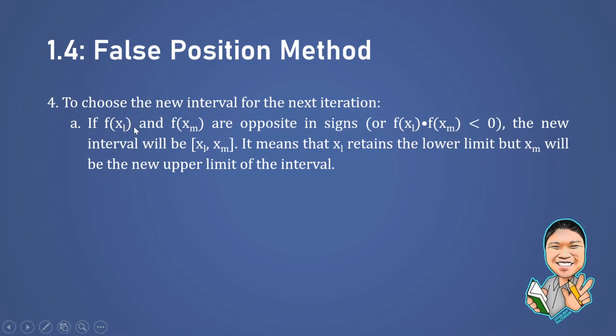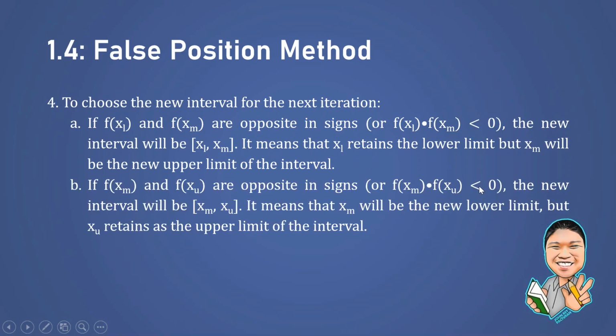If f of x sub L and f of x sub m are in opposite sign, the new interval will be x sub L and x sub m. However, if f of x sub m and f of x sub u are in opposite sign, the new interval will be x sub m, x sub u. Basta tandaan nyo, parehas lang to ni bisection.